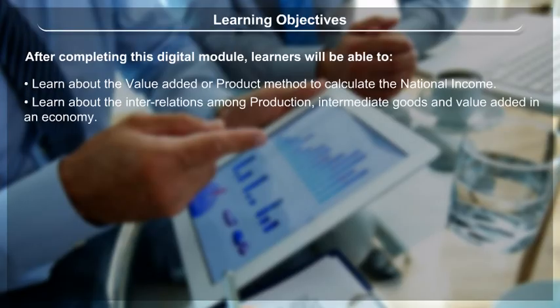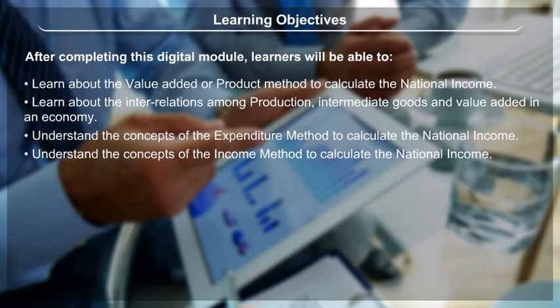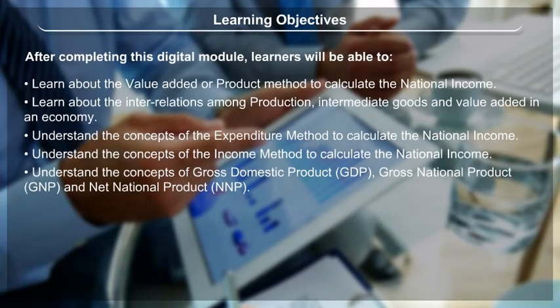learn about the interrelations among production, intermediate goods, and value added in an economy, understand the concepts of the expenditure method to calculate the national income, understand the concepts of the income method to calculate the national income, understand the concepts of gross domestic product, GDP, gross national product, GNP, and net national product, NNP.